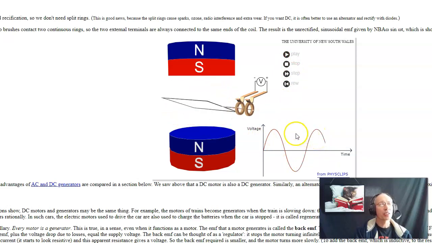From duality, if I apply a sine wave to the voltage, it spins. So motors and generators are one and the same thing. If I spin a coil, I get a generator. If I apply voltage, I get a motor. That's an AC motor.